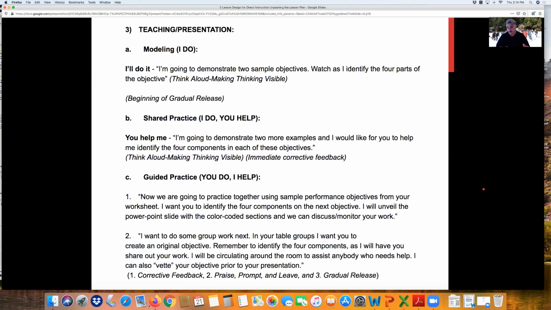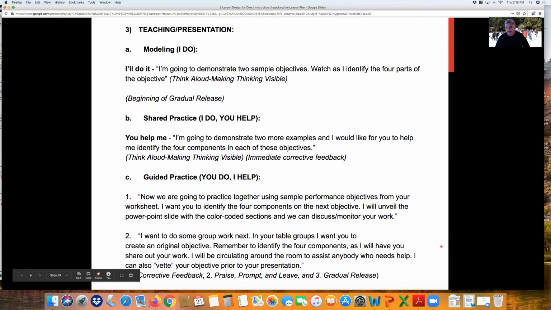In this environment, obviously, I can go into the Zoom room, but I can't go next to you to see how you're doing and use some of these down here: the corrective feedback, praise, prompt, and leave, and gradual release. I really like the praise, prompt, and leave. It allows me to look at the work before it's shared and give the kids a chance to correct any errors and save them sometimes from the embarrassment of being wrong. So again, very important part of learning right here.